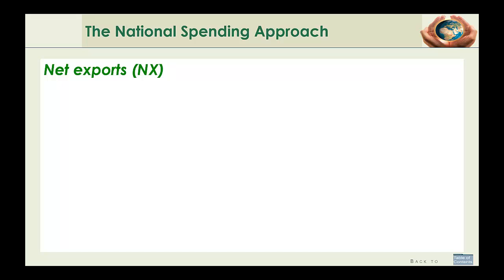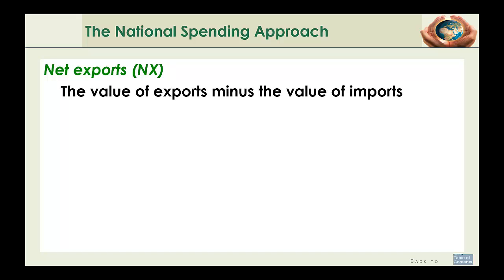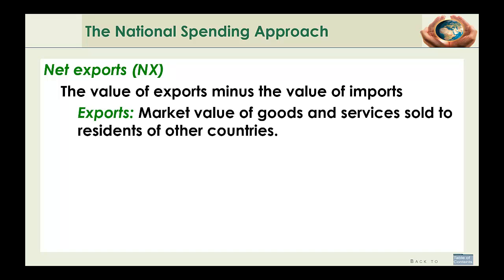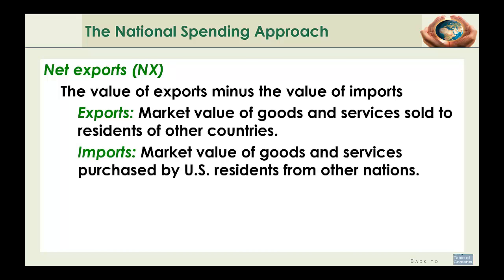The fourth component of the national spending approach is net exports. Net exports is the value of exports minus the value of imports. What are exports? Exports are goods or services that are produced here within the United States but sold to a resident of another country. An import is the market value of goods and services that are produced outside of the U.S. borders, regardless of who they're produced by.